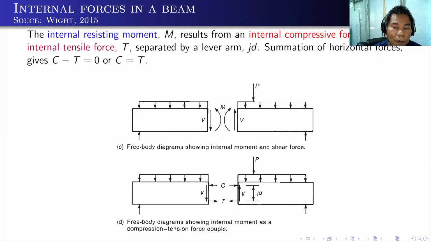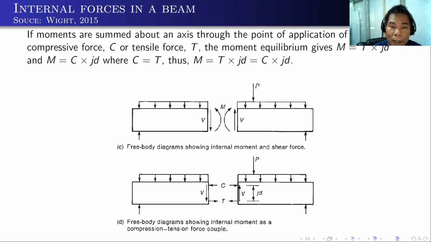And also we have the shear V on one side and on the other side. Also remember that there is a distance between C and T, that is GT. So the couple M, or the bending moment M, is equivalent to C times GT or T times GT. Actually, they are the same, even if you have to sum up at any point.